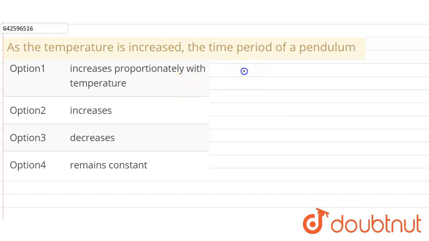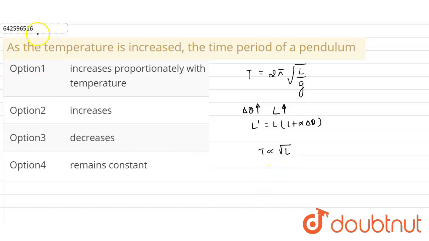Hello everyone, so our question is, as the temperature is increased, the time period of a pendulum. Our options are increases proportionality with the temperature, increases, decreases, or remains constant. Okay, so as we know that the time period of a pendulum is given as 2 pi under root L by g. Okay, so when the temperature or delta theta increases, the length increases, and the expression for it is L dash is equals to L into 1 plus alpha delta theta. Correct. So what we can say is the time period T increases proportionality to the square root of length. Correct. Square root of length, but not directly proportional. Hence, what we can say is our option number 2, that is the time period T increases with the temperature. Okay, so option number 2 is the correct option for us.